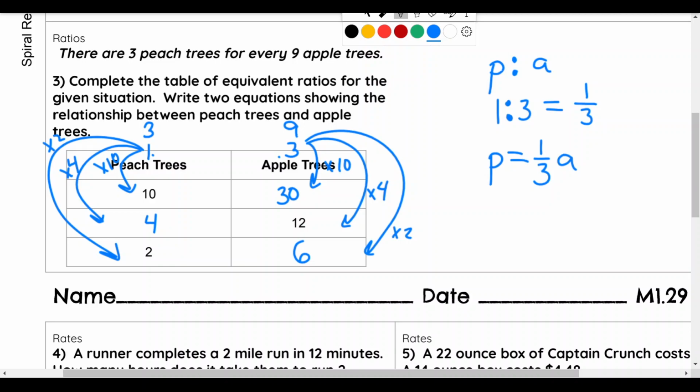I can do the same with apples to peaches, 3 to 1, a value of 3/1, or 3. The apple trees are 3 times the peach trees. And I can come to the table and check that. I have the peach tree, I multiply it times 3, and that is the apple trees. So the apple trees are 3 times the peach trees.